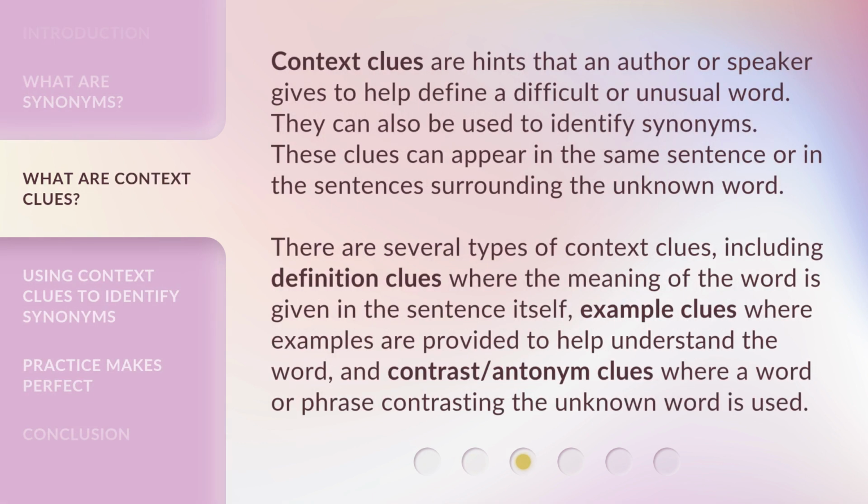Context clues are hints that an author or speaker gives to help define a difficult or unusual word. They can also be used to identify synonyms. These clues can appear in the same sentence or in the sentences surrounding the unknown word. There are several types of context clues, including definition clues where the meaning of the word is given in the sentence itself, example clues where examples are provided to help understand the word, and contrast or antonym clues where a word or phrase contrasting the unknown word is used.